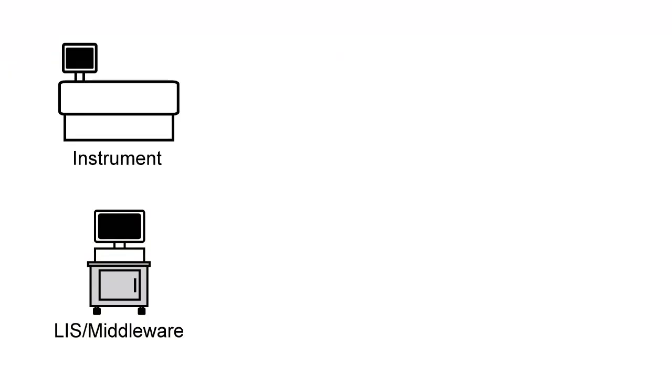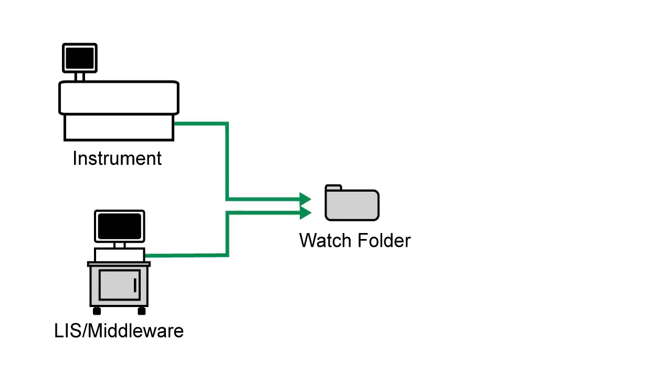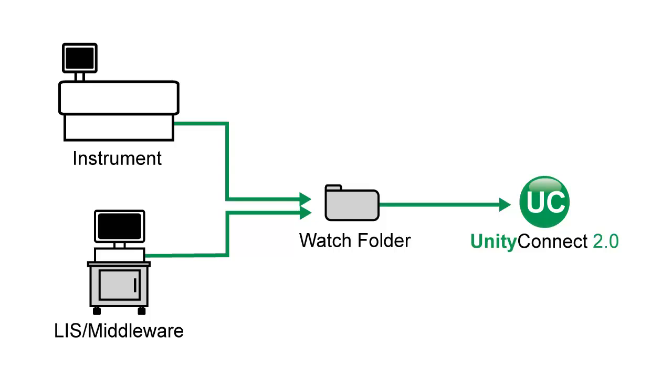The data transformation process is relatively simple. Data travels from a lab's instrument, LIS, or middleware to a watch folder that Biorad has placed on the lab's computer or network. UnityConnect 2.0 is watching this folder and transforms new QC data as it arrives. For most labs, this is a completely automated process.